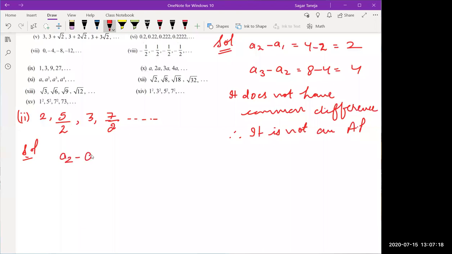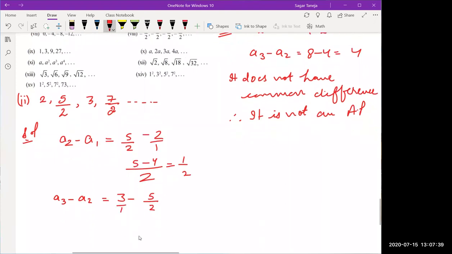A2 minus A1, means the second term and first term we need to subtract. 5 by 2 minus 2. That is 5 minus 4 by 2, 1 by 2. Then A3 minus A2. A3 is 3 and A2 is 5 by 2. Subtract them by taking LCM. It is 1 by 2. So it is the same till now.